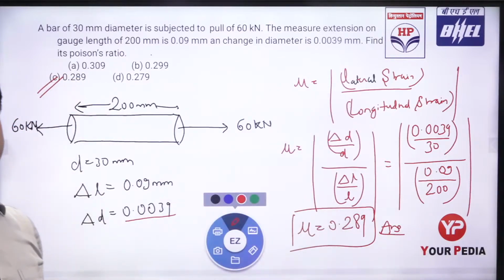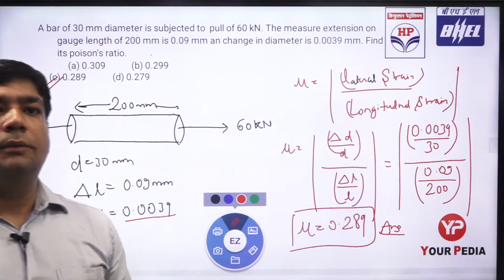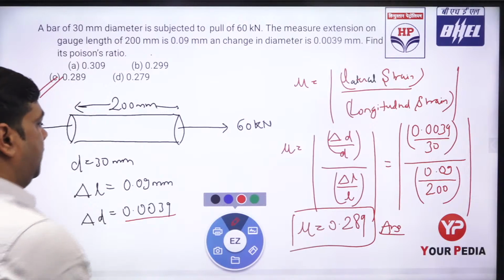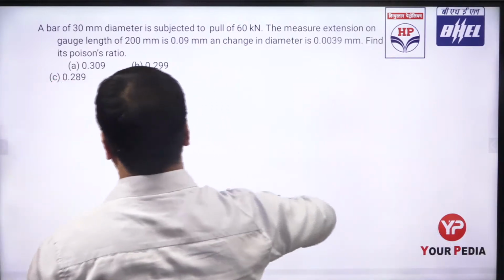So the answer is option C. How many of them gave the correct answer? Maximum students gave the correct answer. Okay, good. So the next question.